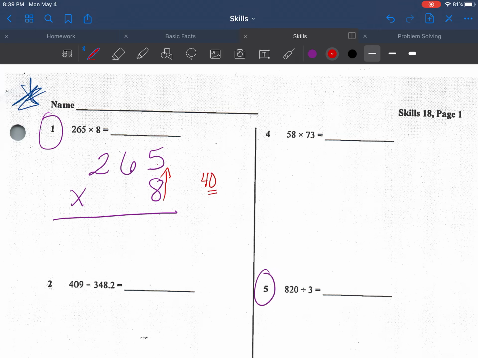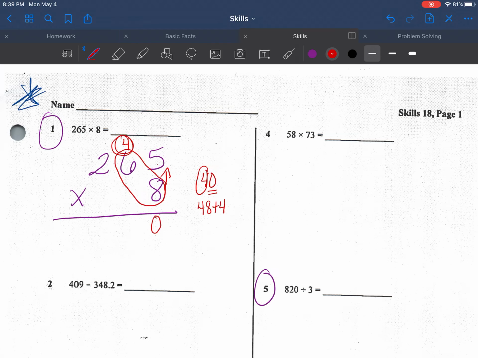Remember, we're going to start with our ones place. So we multiply up. 8 times 5 equals 40. But we do not write 40. We write 0, and the 4 gets regrouped.